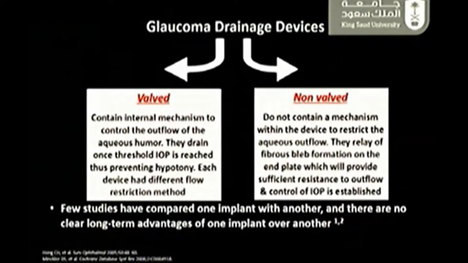Each device has a different flow restriction method, and the non-valved do not contain a mechanism within the device. They rely on fibrous bleb formation on the end plate, which will provide sufficient resistance to the outflow and control the IOP. So you need a ligation suture, or you need to suture the tube in the non-valved glaucoma drainage devices while inserting it into the anterior chamber.